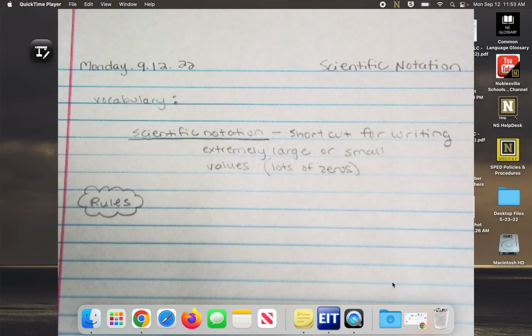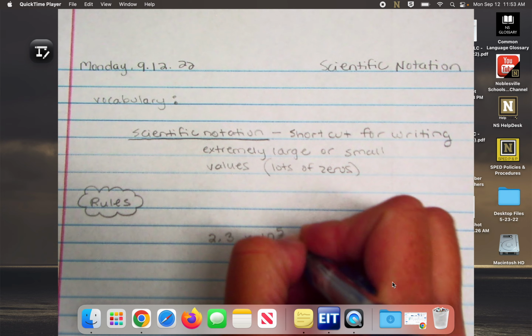Scientific notation is a shortcut for writing extremely large or small values, with lots of zeros. And then we're going to draw a diagram of the rules for proper scientific notation.